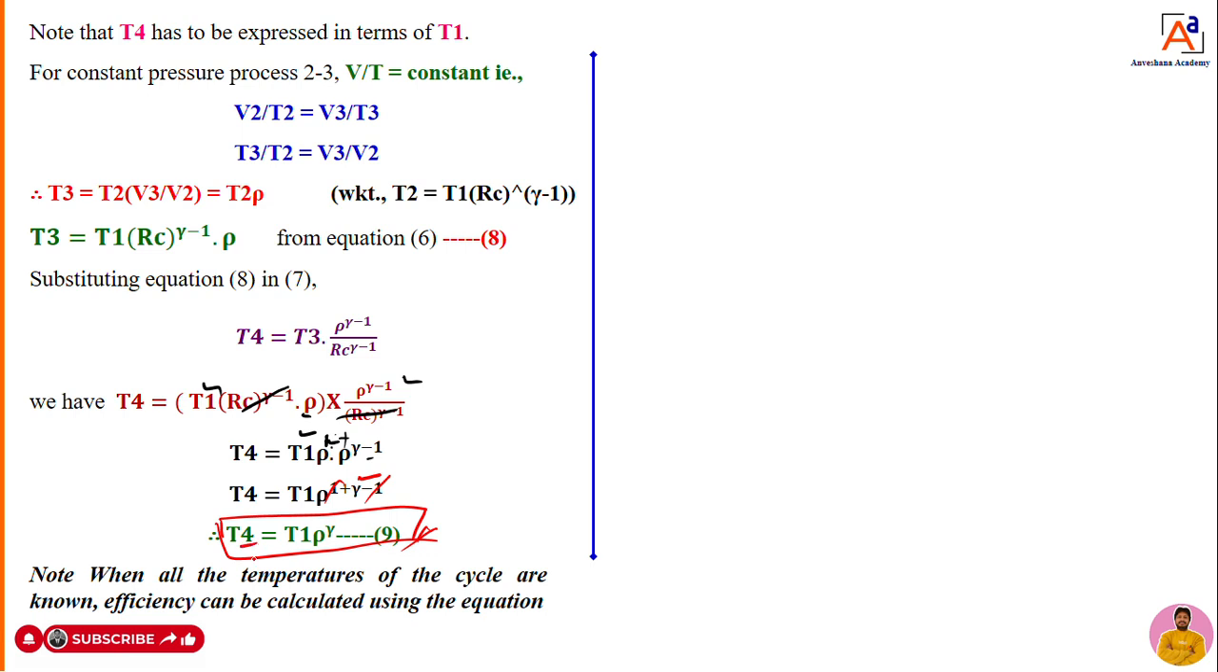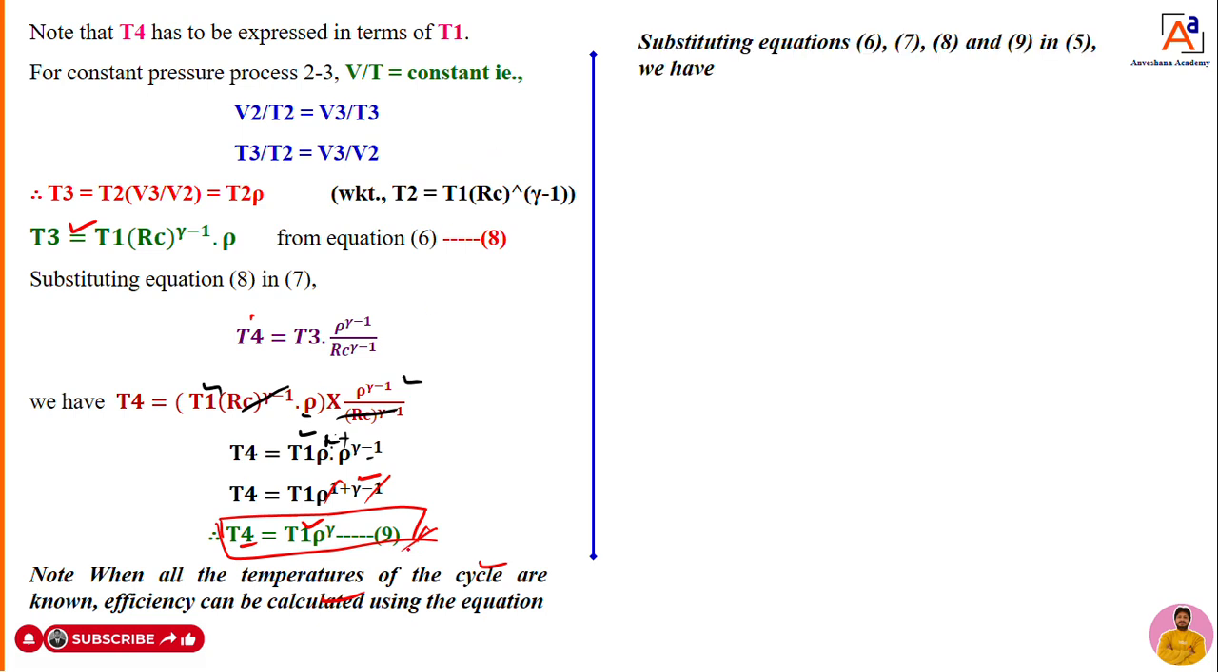Now you got the temperature T4, and that temperature T4 is expressed in terms of T1 itself. Now T4 you know, T3 you know, T2 you know, and T1 is already there. Now you know all the temperatures. Note that when all temperatures of the cycle are known, efficiency can be easily calculated. Let's see how.